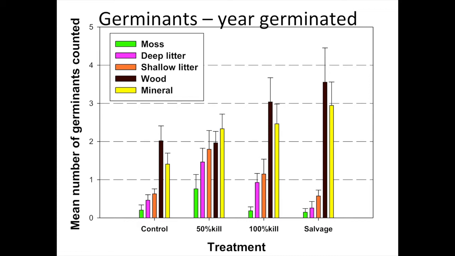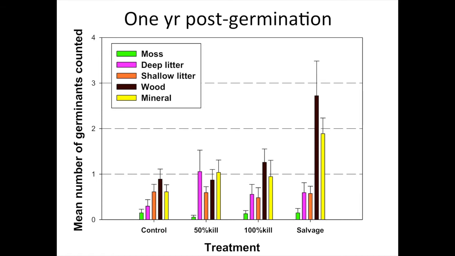see really so much was a response in terms of the treatment, although we did see some clues that maybe in the 50% and 100% kill there was increased germination, such as in those litter layers compared with the control, and even compared with the salvage. So we thought, well, maybe something is going on there. And so we went back the following year, 1 year after these were sown and germinated, to see what happened in terms of the environment here.